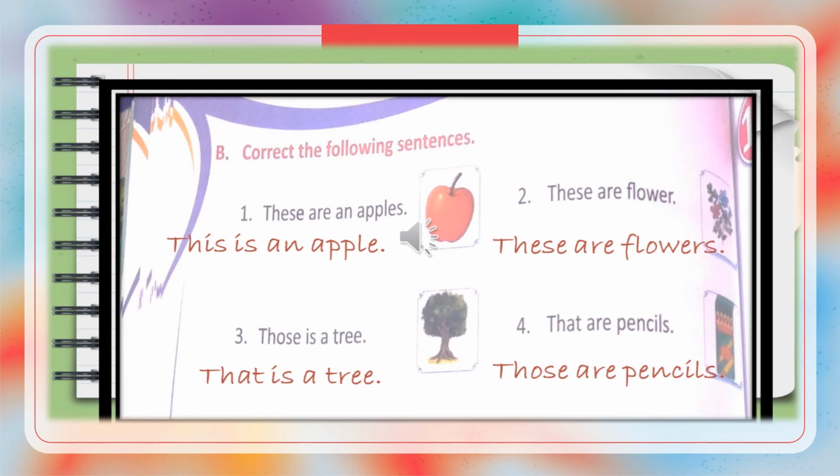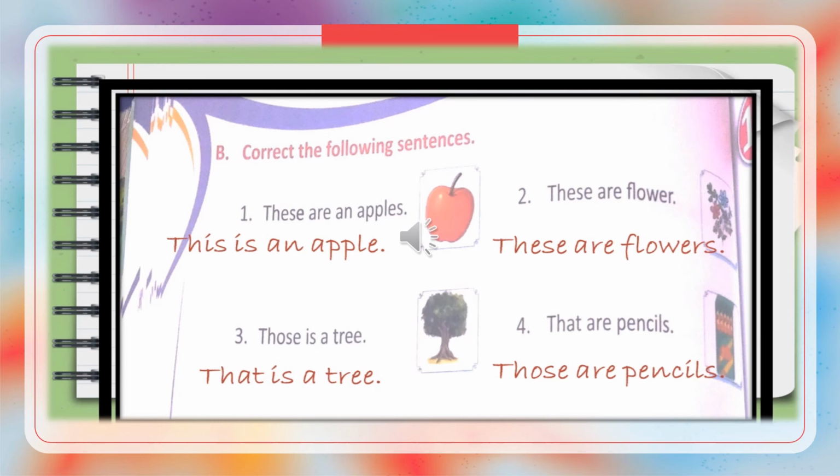These are an apples. Now this looks odd because we are saying an and then apples. How can we use an with apples? Apples is plural, because an means one. So it should be an apple. And why will we use these? It's one apple, na? Single apple. And for singular we use this. So we will write this is an apple.